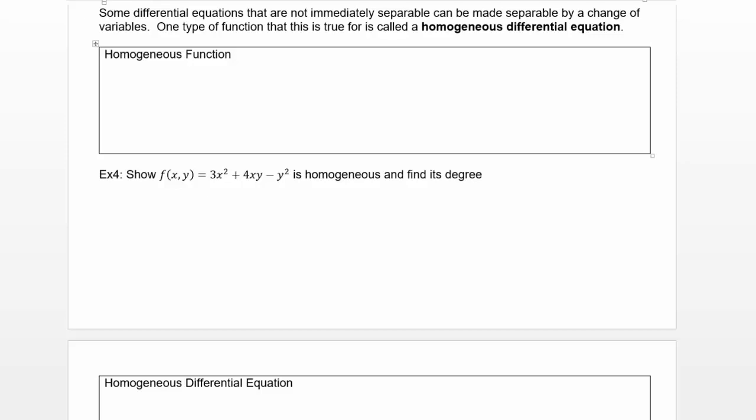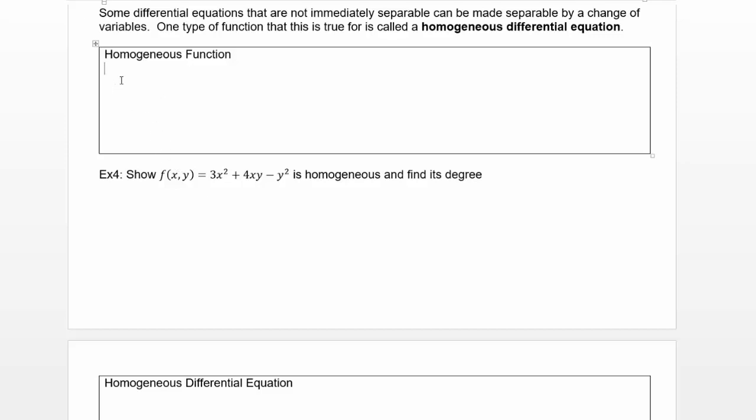Not every differential equation is separable, at least on the outset. Some equations that don't initially look separable can in fact be rearranged with a clever substitution to become separable. One type of those is called homogeneous differential equations.